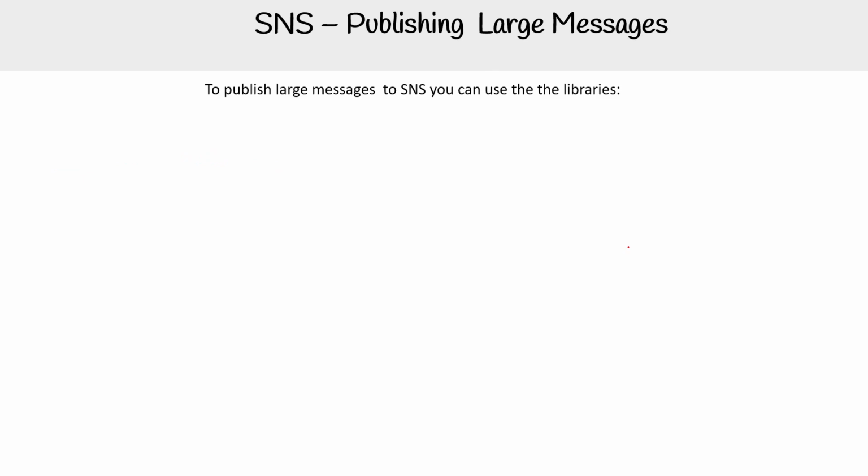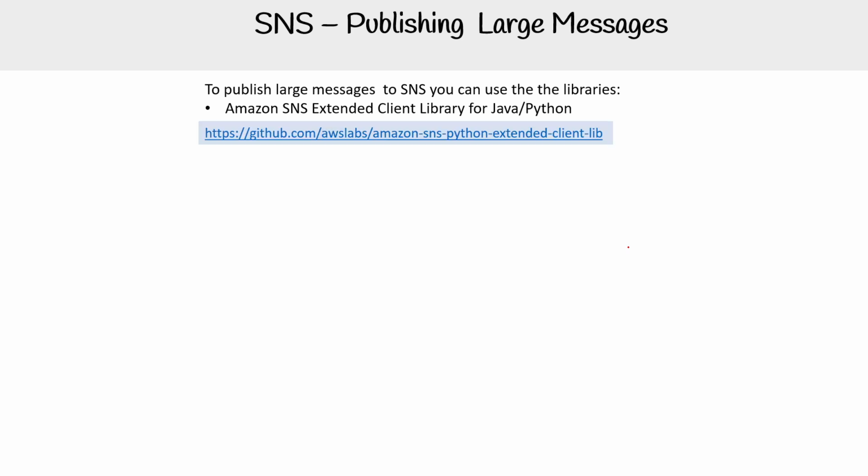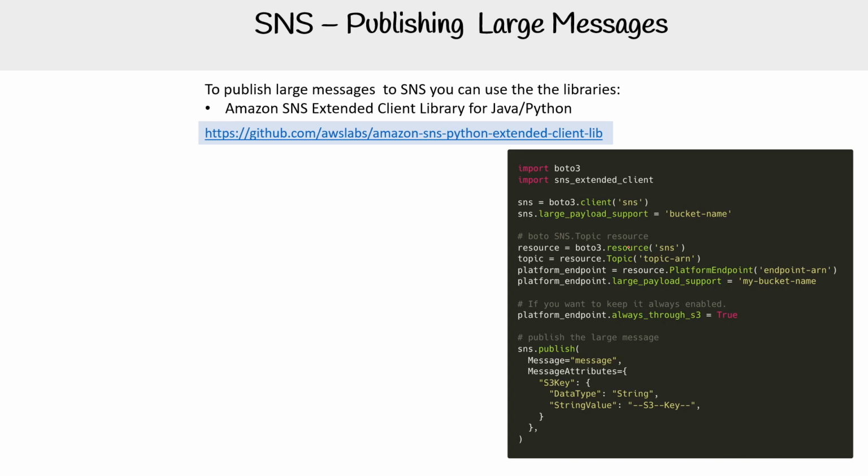If you have larger messages, you'll have to use a library called the SNS Extended Client Library for Java or Python. Originally, this was only for Java. Obviously, not everybody wants to use Java, so now it's available also in Python, which can be found on AWS Labs, Amazon SNS Python Extended Client Lib on GitHub. So here's an example of it. There's a lot more going on here, I would say, because you'll have to do this through S3.